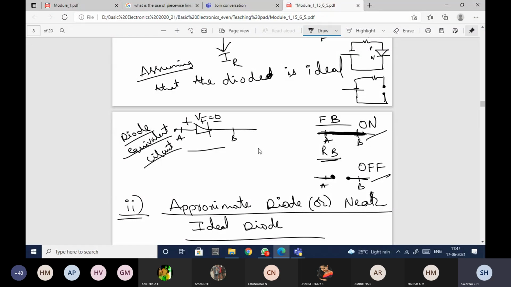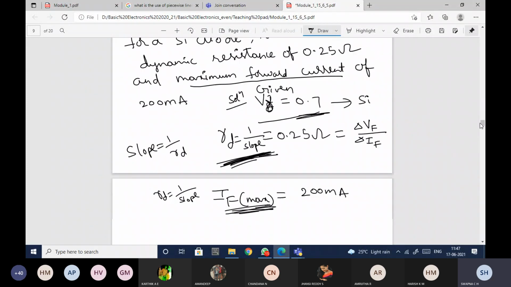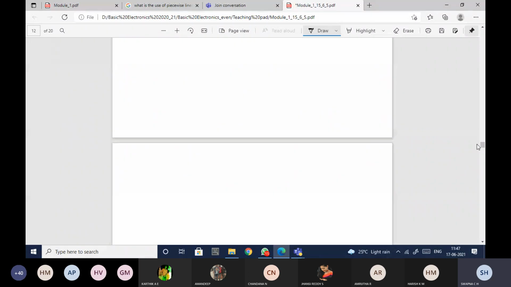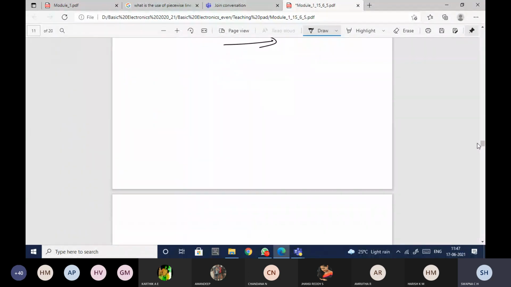One more thing I want to specify here: for normal analysis, we will consider the diode to be the ideal case only. Ideal case means that when it is forward biased, it is considered closed, and when it is reverse biased, it is considered open. If you have any doubts, you can ask me. Otherwise, I have one more topic, but I will not be able to finish it, so let me start it tomorrow. With this, I'll stop my class.